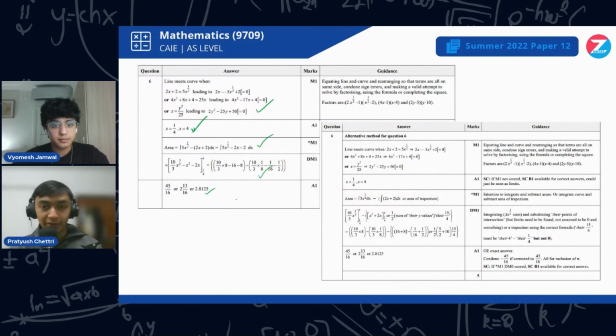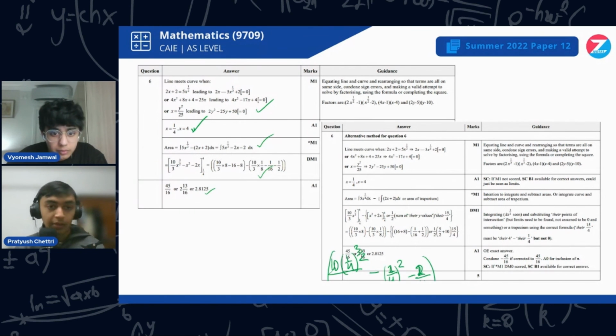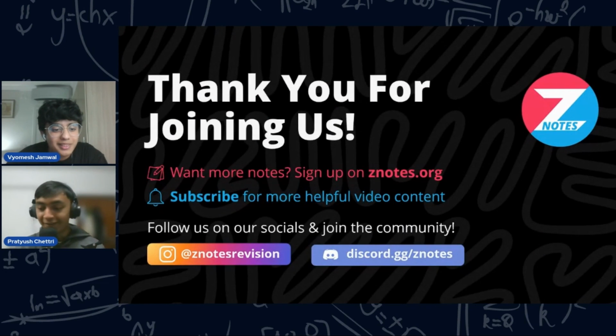Here's an alternative method for this, actually. I guess they just used a trapezium to find the area. So instead of integrating that line, they just used a trapezium. You saw that, right? Okay. Oh, we're at the end.